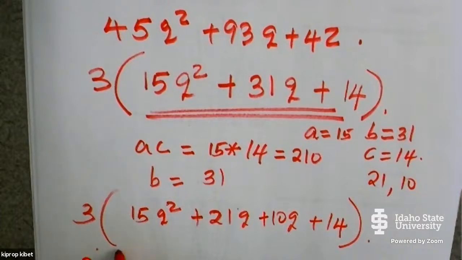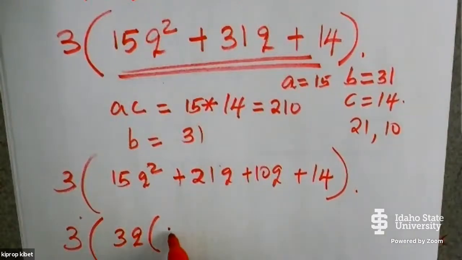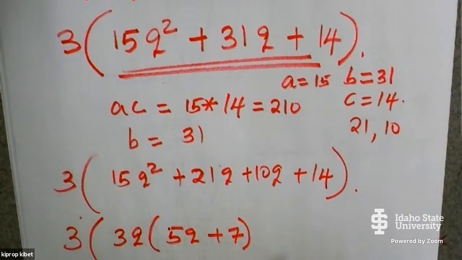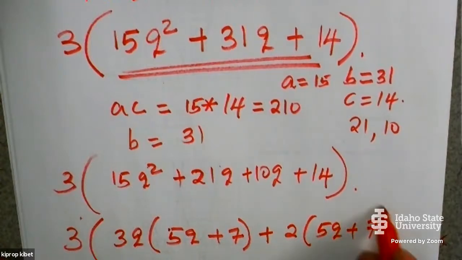So 3 is still outside. And then the greatest common factor here is 3Q, right? So we have 5Q plus what? Plus 7. And then plus 2 again. 5Q plus what? Plus 7.